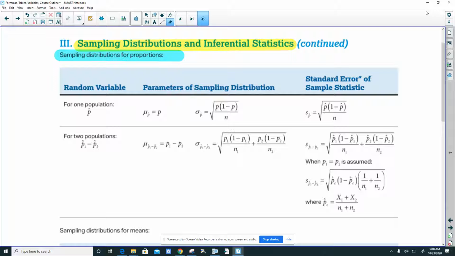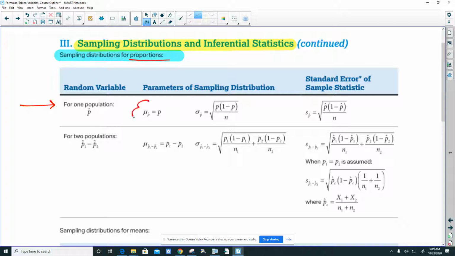It's labeled Roman numeral 3, sampling distributions and inferential statistics. This chapter, chapter 7, we are specifically studying sampling distributions for proportions. And I'm really drawing your attention to this first row here in the formula sheet. We're just talking about drawing out samples from one proportion, not two.